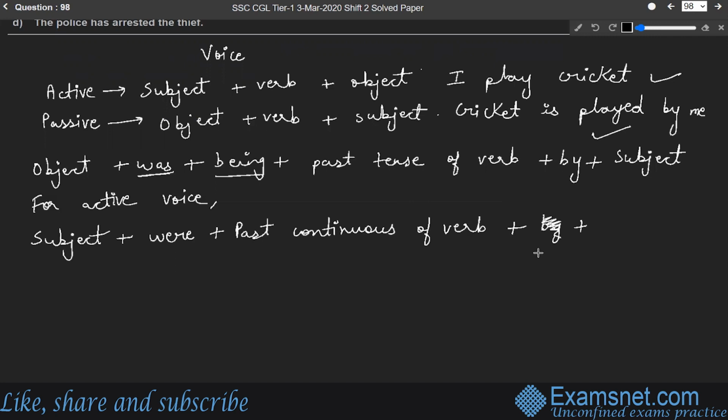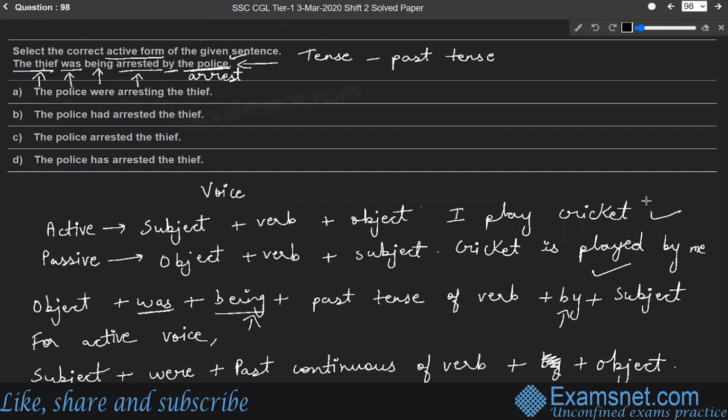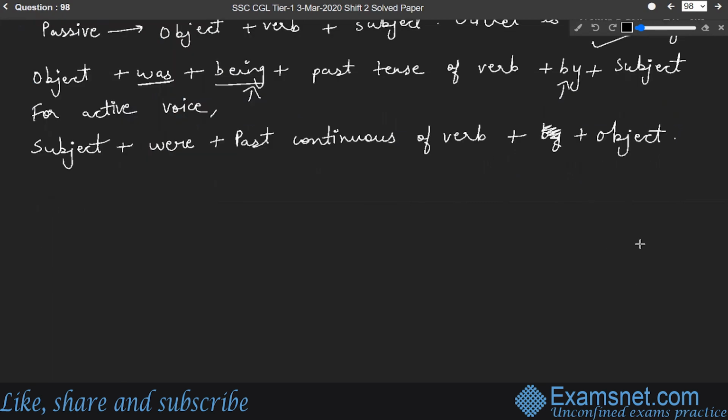Okay. In active voice, there is no use of being or by. So be very careful. After the past continuous of the verb, we use the object. What is the object here? The object is thief. Now let us write the words, okay, and complete the sentence. First thing is subject. What is the subject here? The subject in the given sentence is the police. So the police. Then comes were.